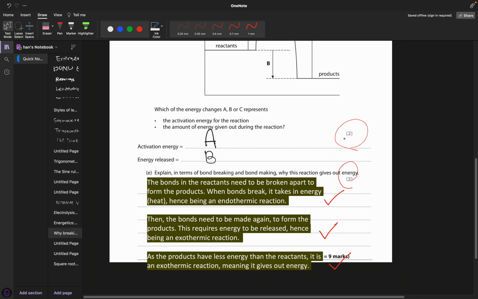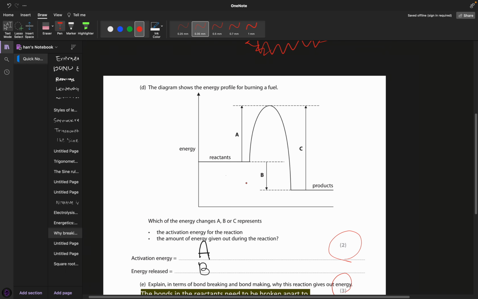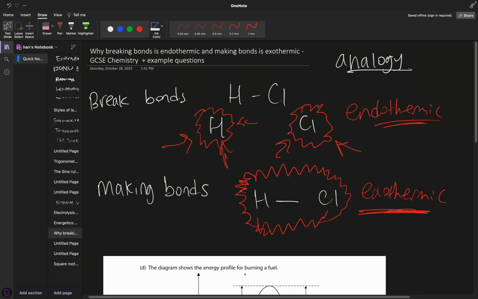I hope this explains the concept of why bond breaking is an endothermic reaction and why bond making is an exothermic reaction. Kind of the opposite of what you might think logically.